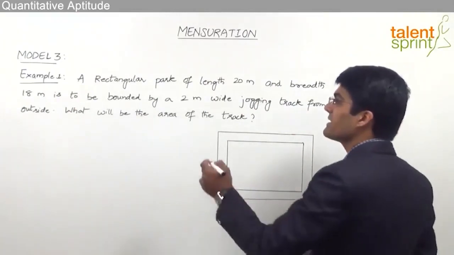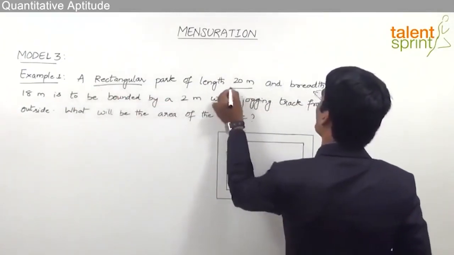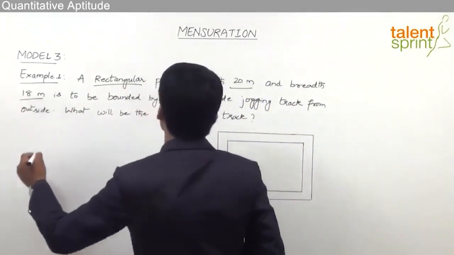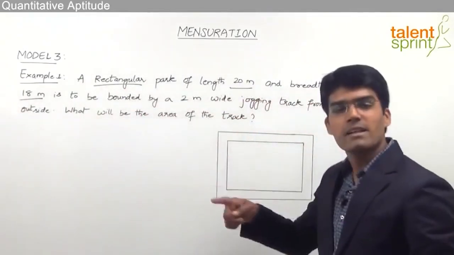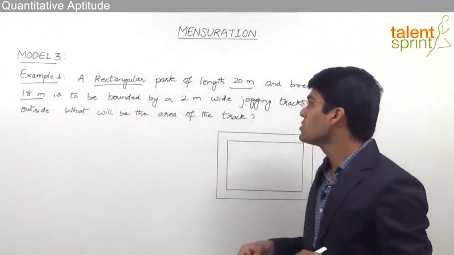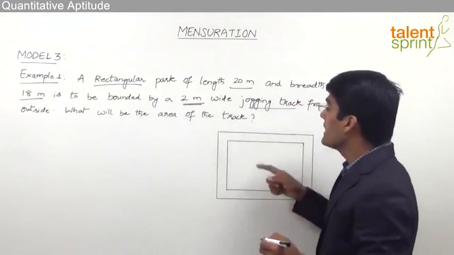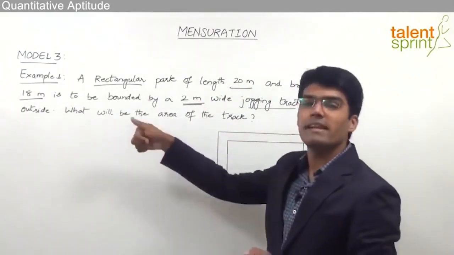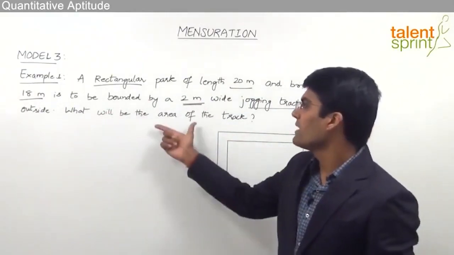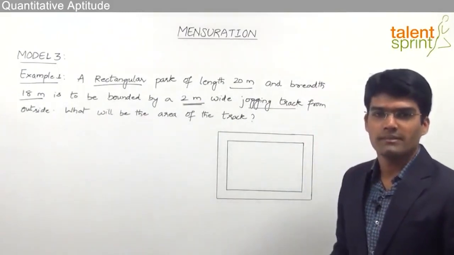So as you can see here, there is a rectangular park. The length is 20 meters and the breadth given here is 18 meters. Now this rectangular park has to be bounded by a jogging track, and this track here is 2 meters wide. And this track is constructed outside the rectangular park. So we need to find out what will be the area of the jogging track.